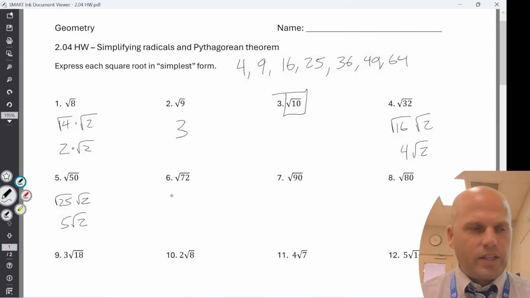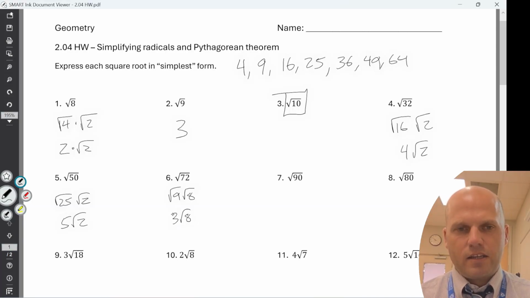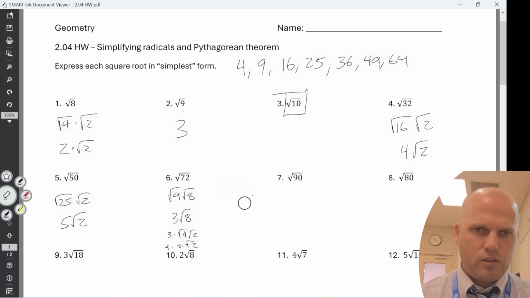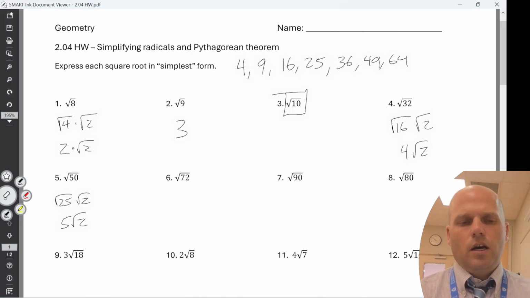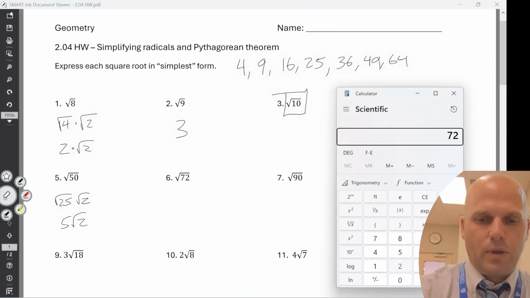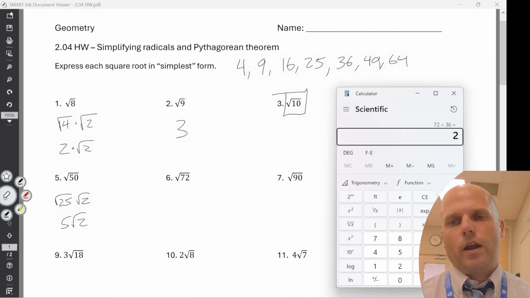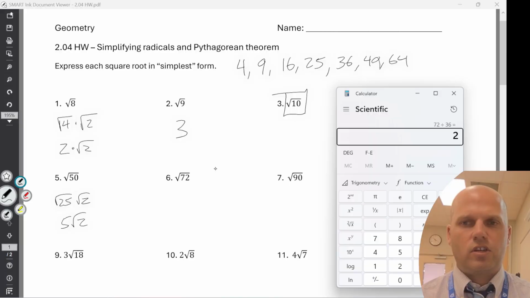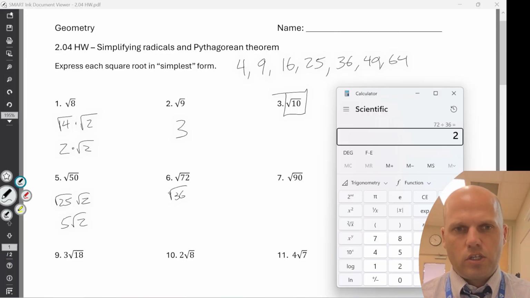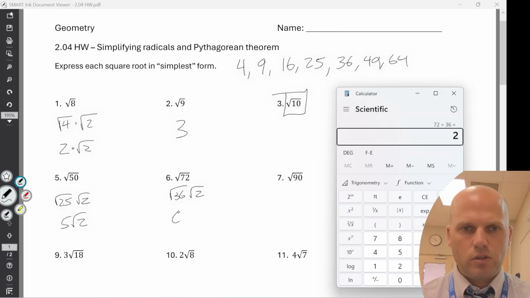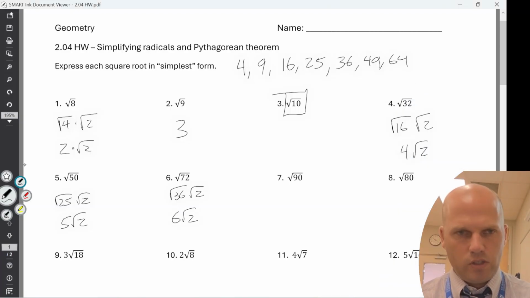72 is another classic one that students mess up on. They think it's root 9 root 8, and they say 3 root 8. And I say, well, isn't root 8 root 4 root 2? So isn't this 3 times 2 times root 2, which is 6 root 2? And what I'm really trying to show you is that it's easiest if you pick the largest perfect square. 36 goes into 72 twice. So root 36 root 2 is root 72. 6 root 2 is root 72.